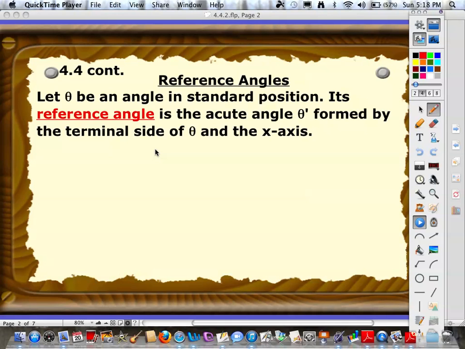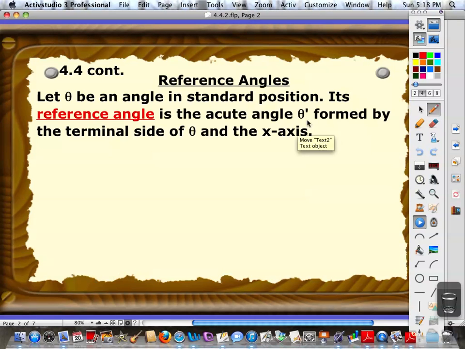Okay, we're going to finish up section 4 today talking about reference angles. So we're going to let theta be an angle in standard position. Remember, that means the initial ray is the positive x-axis, and the vertex is at the origin. Its reference angle is the acute angle theta prime. This one up here. We call that theta prime. That's what that little mark right there shows, a prime. It's just not the same angle as theta. So theta prime is formed by the terminal side of theta and the x-axis.